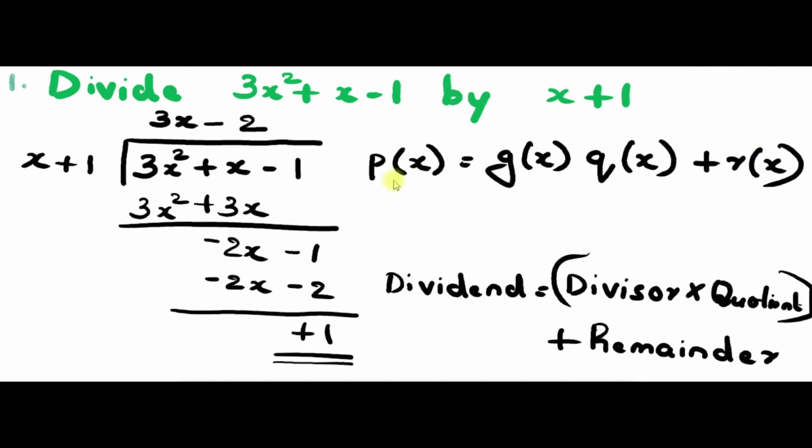So here your p of x and g of x are two polynomials such that degree of p of x should be greater than or equal to degree of g of x, and g of x should not be equal to 0. Then we can say that p of x is equal to g of x multiplied by q of x plus r of x, where r of x is equal to 0 or degree of this remainder should be less than degree of g of x. Hence, we say that p of x divided by g of x gives quotient q of x and remainder r of x.